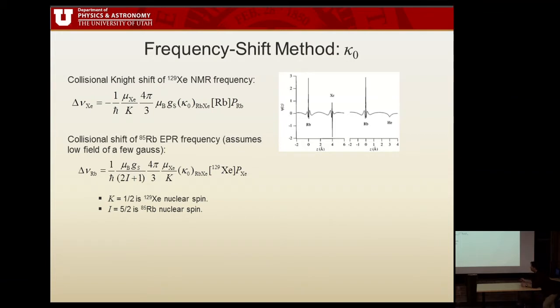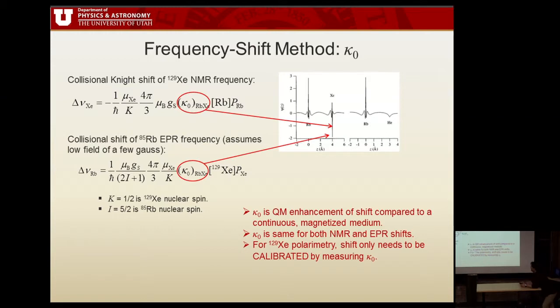So here, K is the nuclear spin, I equals 5/2 is the rubidium-85 nuclear spin. I don't know why it's that specific. We usually do 87. It doesn't matter. The point is we have to measure this. If we can measure it, then we can turn around and use it as a calibration to do polarimetry on these samples. And so here's the shift I just talked about. There's a complementary shift of the EPR line of the alkali metal due to the polarized xenon, and it has the exact same kappa naught because it's the same overlap.